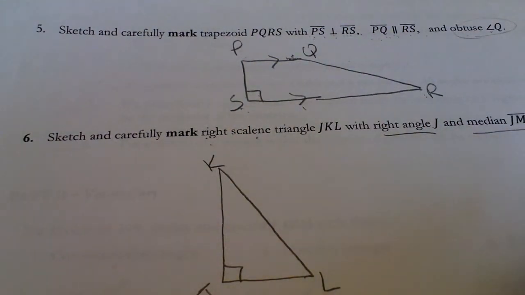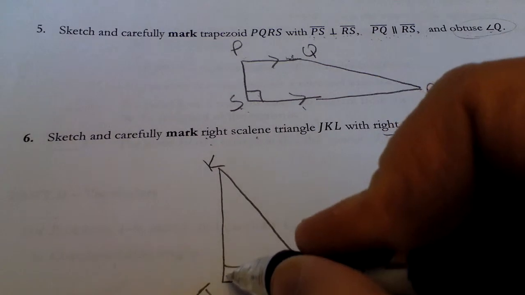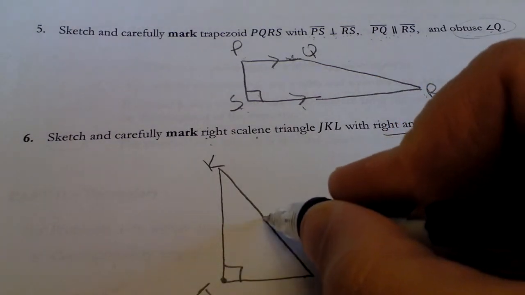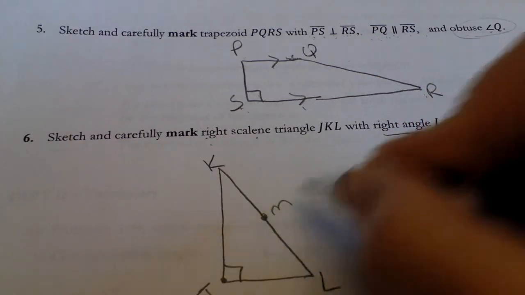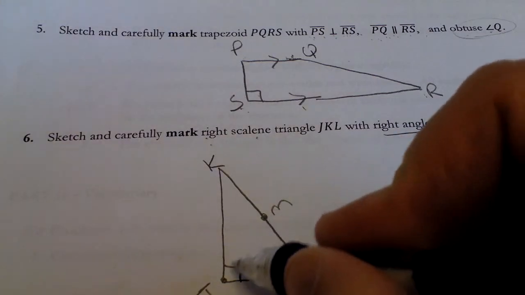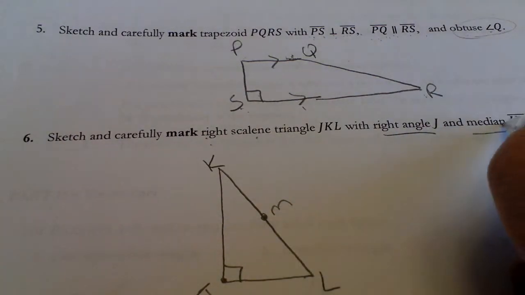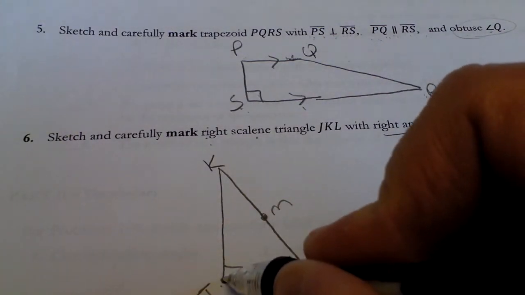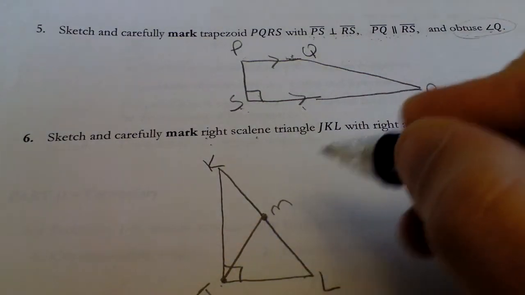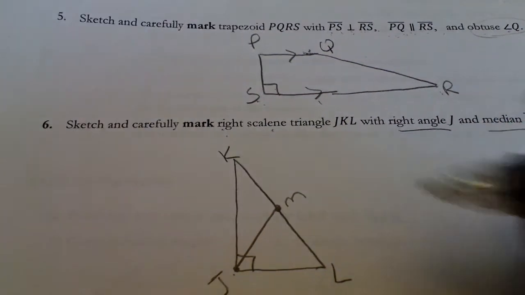And median JM. Well, median attaches the midpoint of one side to the vertex across the way. Here's the vertex J. Here's an estimate of where the midpoint is. And I'm labeling it M because it says to call it JM. You attach the vertex to the midpoint of the opposite side, and that's a median. That's it.